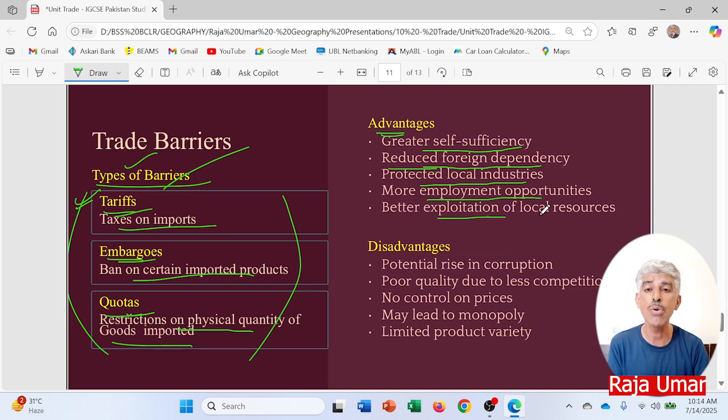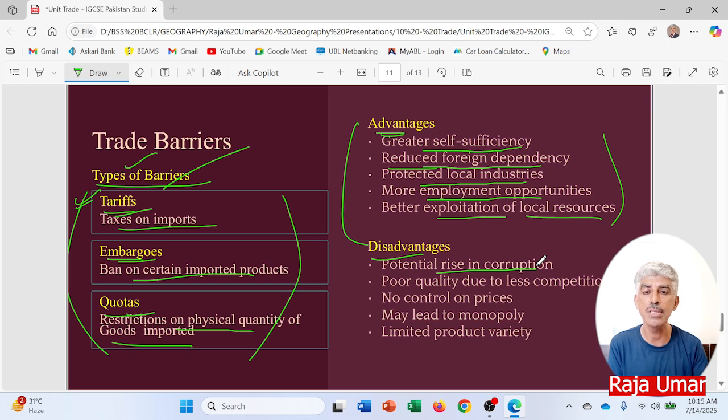Better exploitation of local resources. If our own industry is working 24/7, it means that we are consuming the local resources to the maximum, leading to all better things related to exports and imports. But there are certain disadvantages of these trade barriers as well.